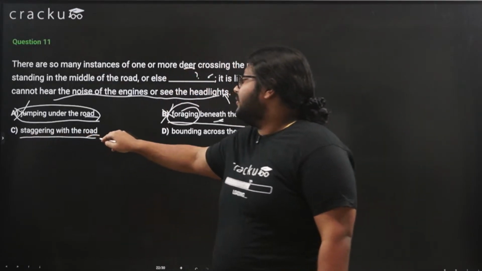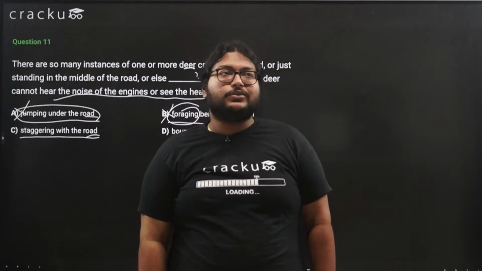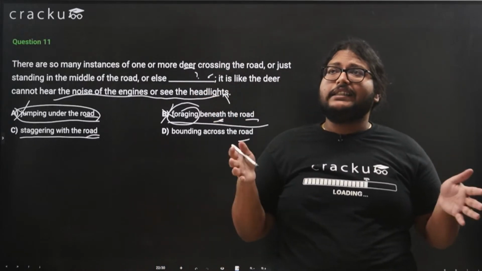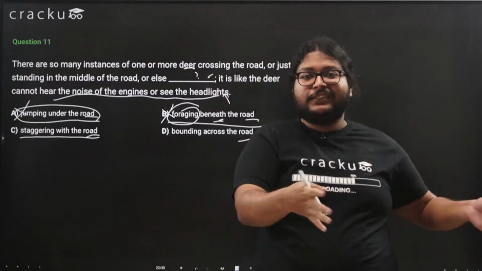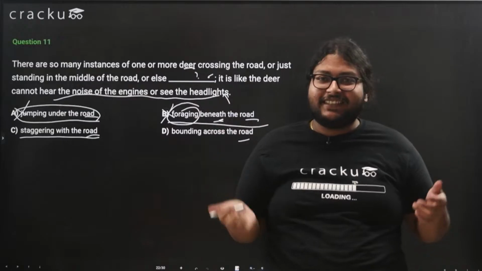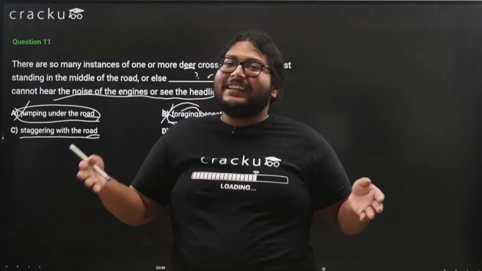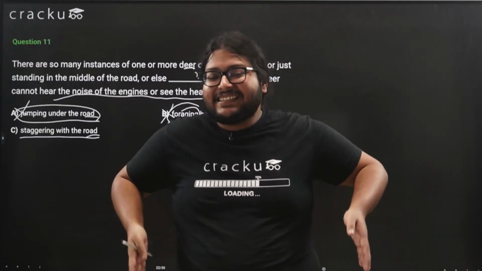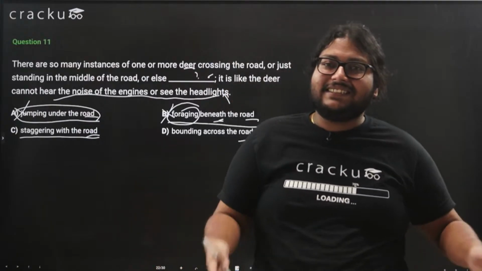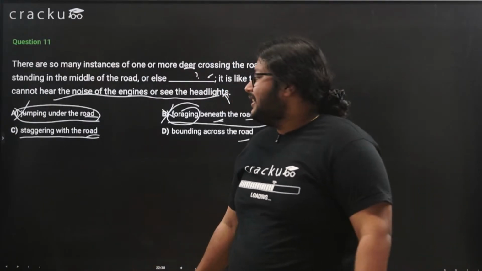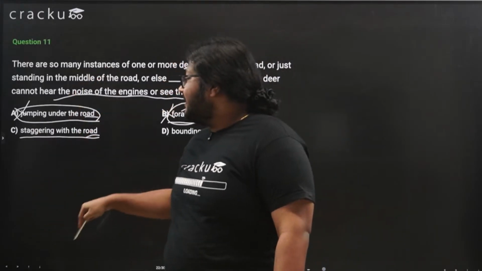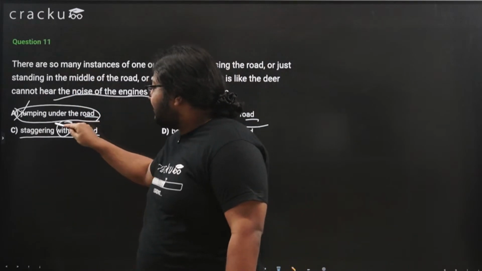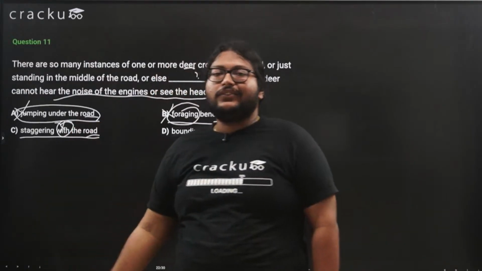Staggering with the road. To stagger means, let's say someone who is drunk. So how will he walk? He'll be like, idhar chala main udhar chala, jaane kaha main kidhar chala, something like that. So what I mean is he doesn't have a definite path. He is walking all over. So staggering makes sense in the context, but staggering with is wrong.